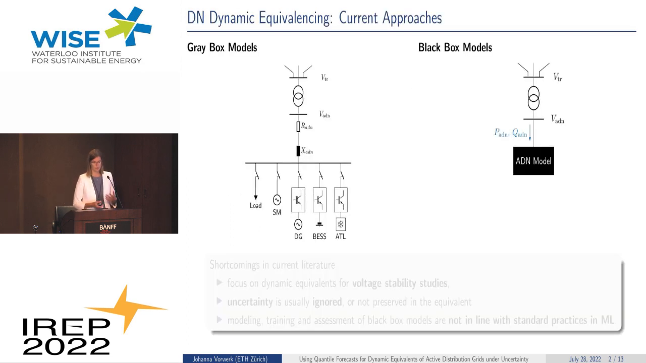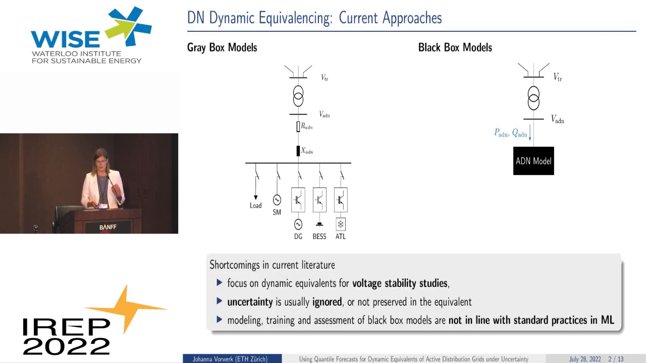And there are two current approaches to equivalencing, and one of them we've also seen on Tuesday, the one on the left-hand side. There was a gray box model derived that keeps the physics of the system, but most of these that are out there in the literature are usually for voltage stability studies, so they use only short circuits for their training, or they ignore the uncertainty, or if they do include uncertainty in the sampling, they don't preserve it in the equivalent, so they still just provide a mean response.